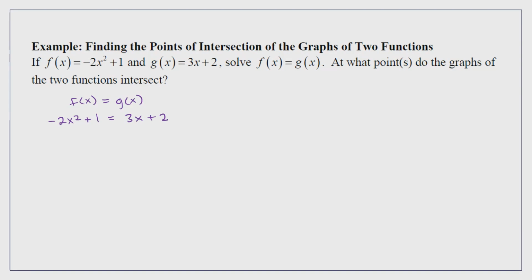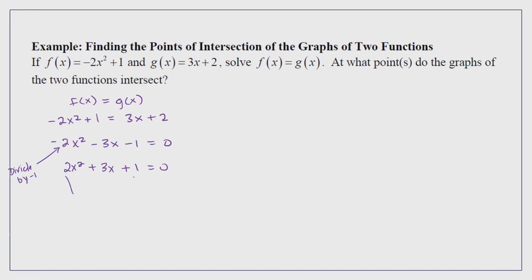Okay. So now let us get all of the like terms together. We have negative 2x squared minus 3x minus 1 equals 0. To move forward into a specific method, we want to make sure that our leading term here is positive. So we're going to divide every term by negative 1 to make this leading term positive. Dividing by negative 1 changes all of the signs. So this is 2x squared plus 3x plus 1 equals 0.